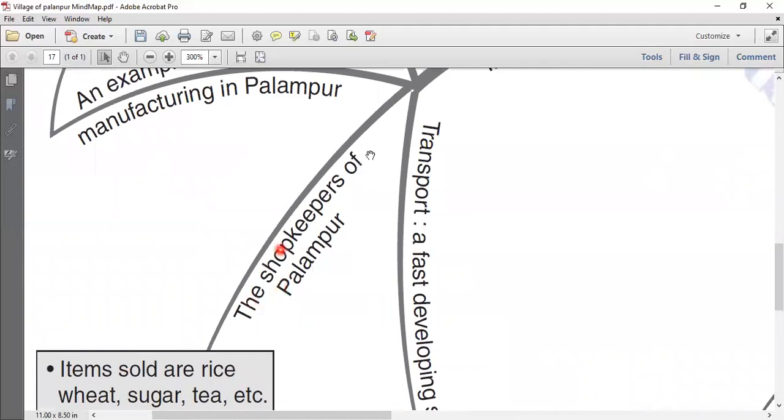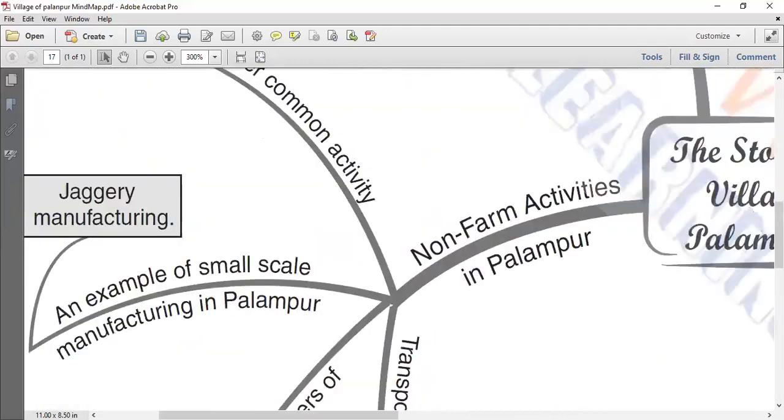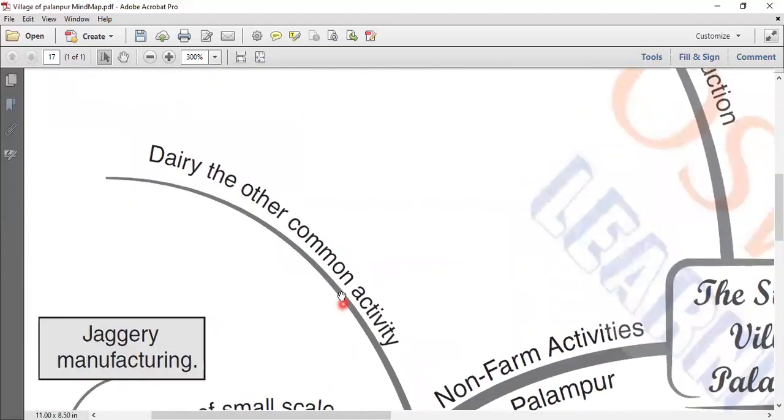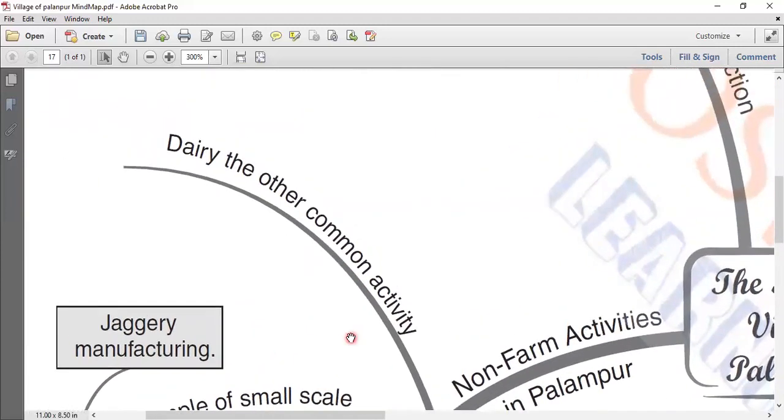Some other activities are shopkeepers. Some people have transformed one part of their house to make it a shop. Then small scale industries are there. There is small scale manufacturing like jaggery manufacturing. For the ones who are growing sugarcane, they can just buy one machine to convert the sugarcane into jaggery. And then, of course, dairy is another common activity.